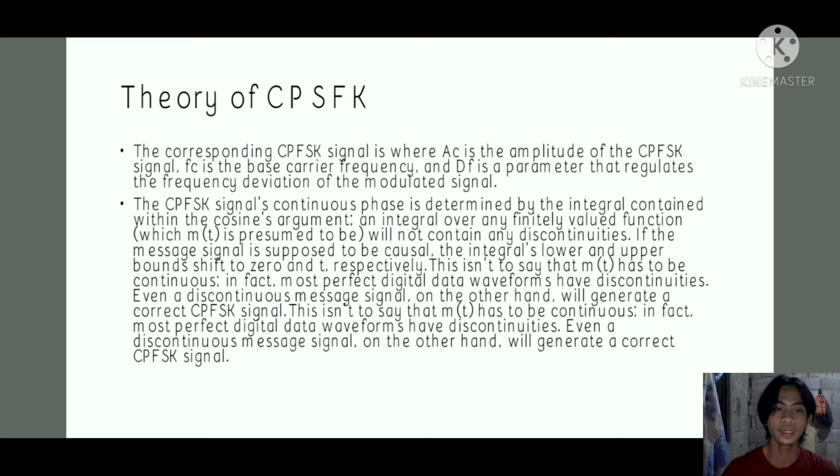In fact, most perfect digital data waveforms have discontinuities. Even a discontinuous message signal, on the other hand, will generate a correct CPFSK signal.